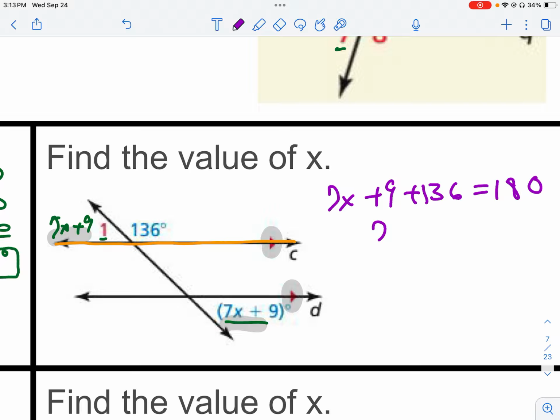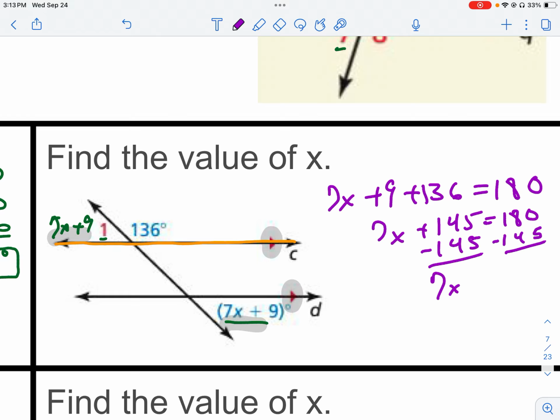So we're going to combine our like terms. Get the x by itself. So what's the value of x? The value of x is 5.